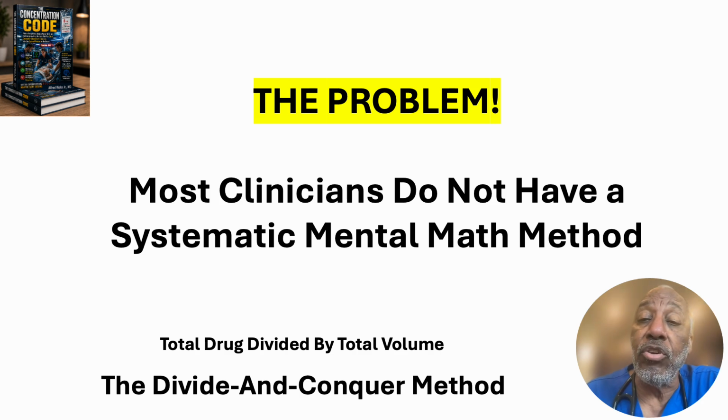A formula is a tool you pick up when you need it. A system is something that runs automatically every time, regardless of the drug, the bag size, or the clinical pressure you're under. Most clinicians have the formula. Almost none of them have the system. The divide and conquer method changes that.